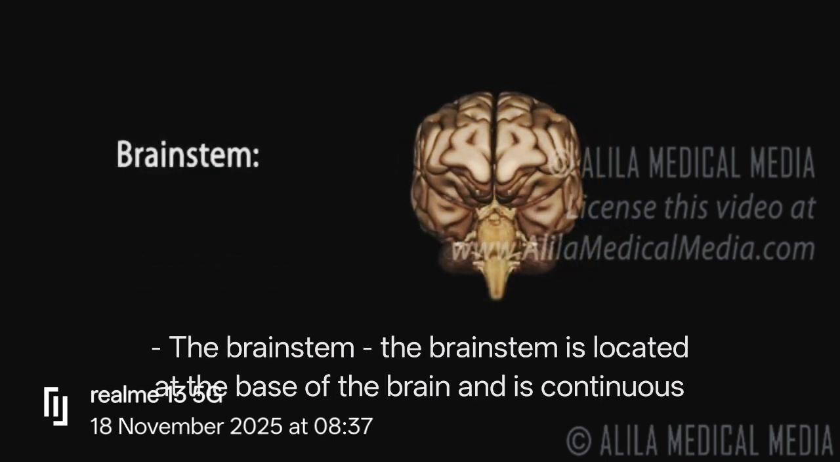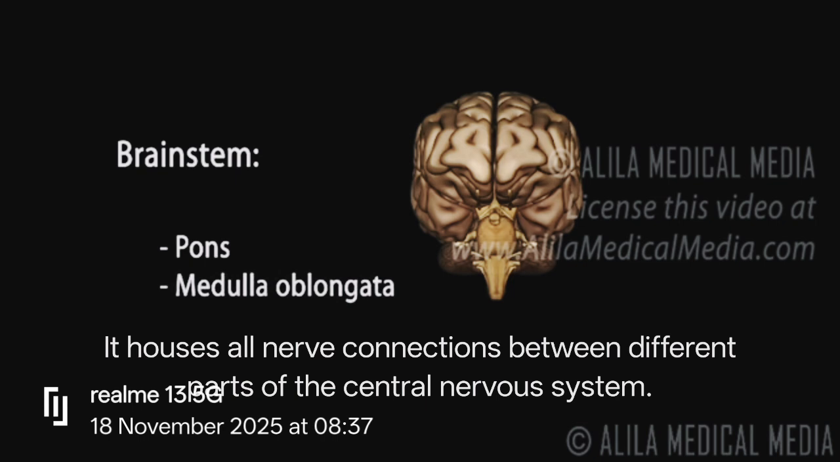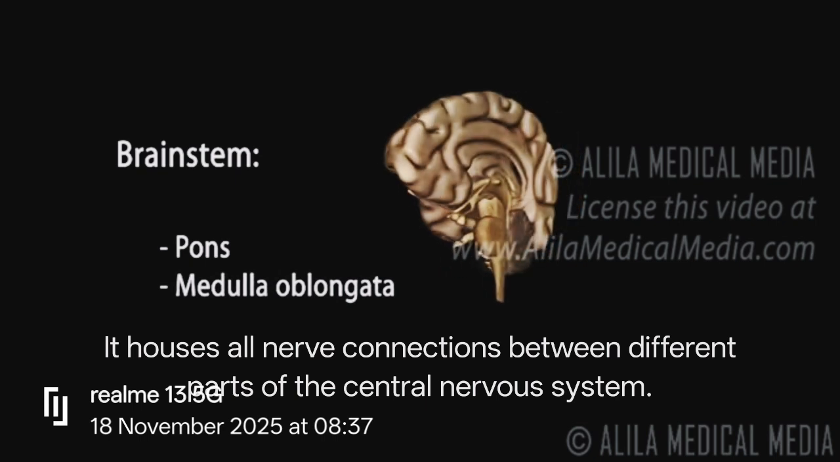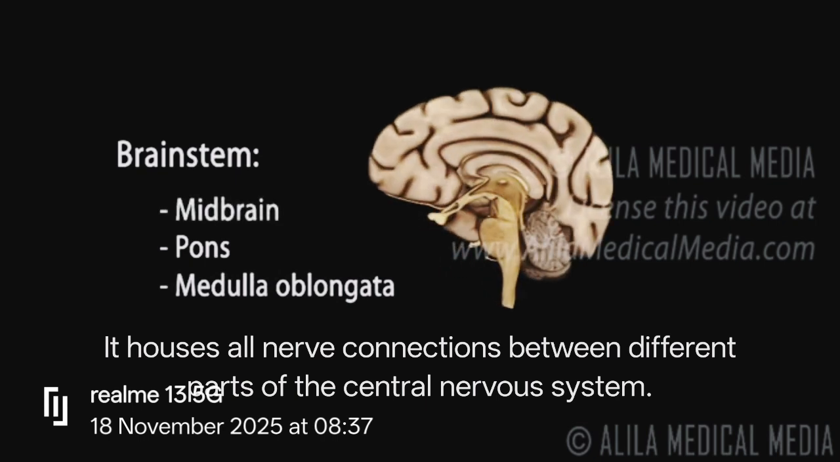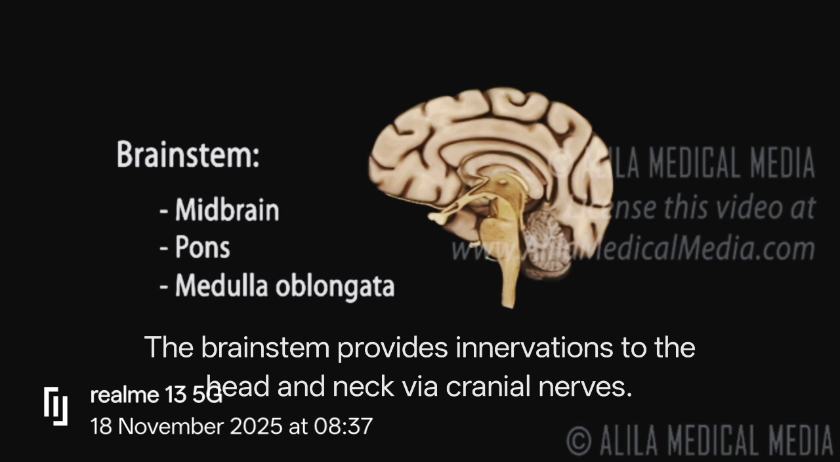The brainstem. The brainstem is located at the base of the brain and is continuous to the spinal cord. It houses all nerve connections between different parts of the central nervous system. The brainstem provides innervation to the head and neck via cranial nerves.